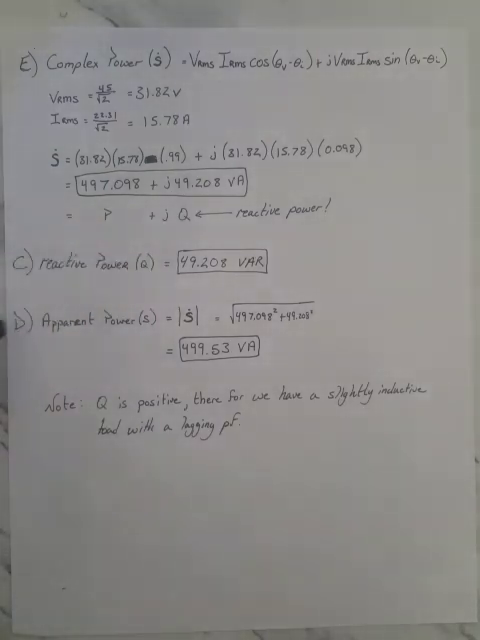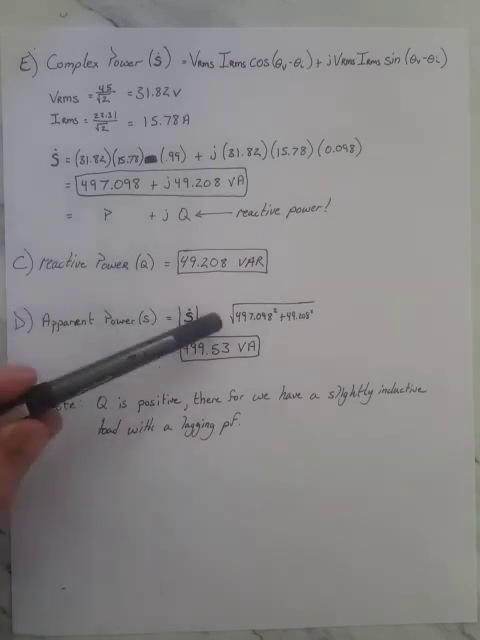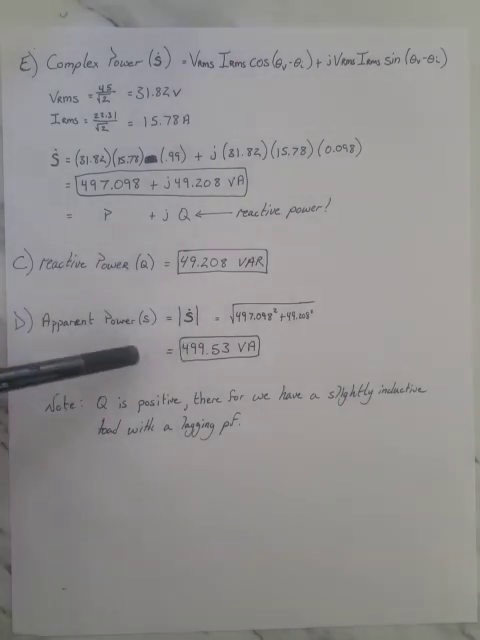Now if we're looking for apparent power, that is the magnitude of the complex power. And so we just take the magnitude here, and this is what we get.